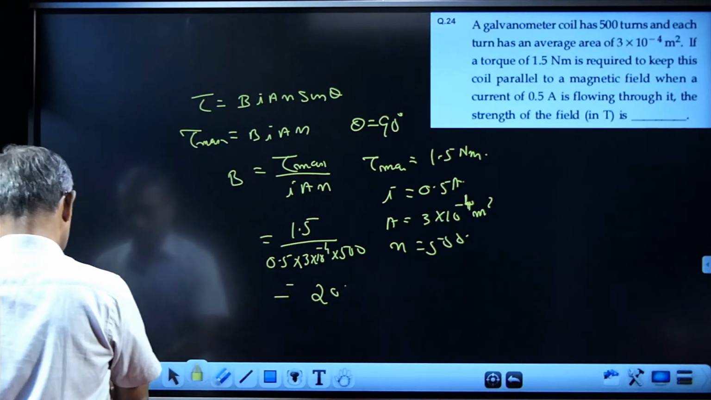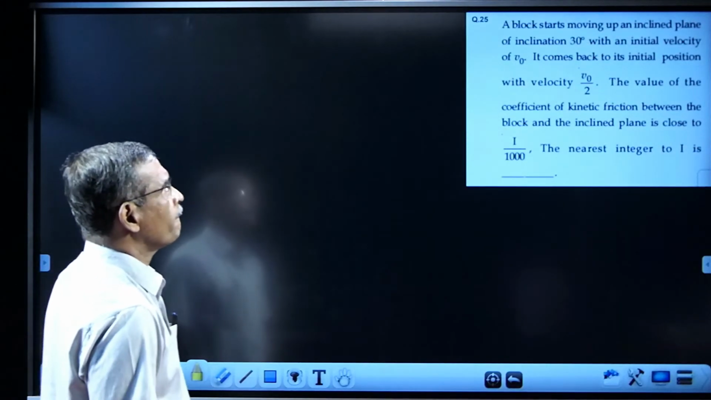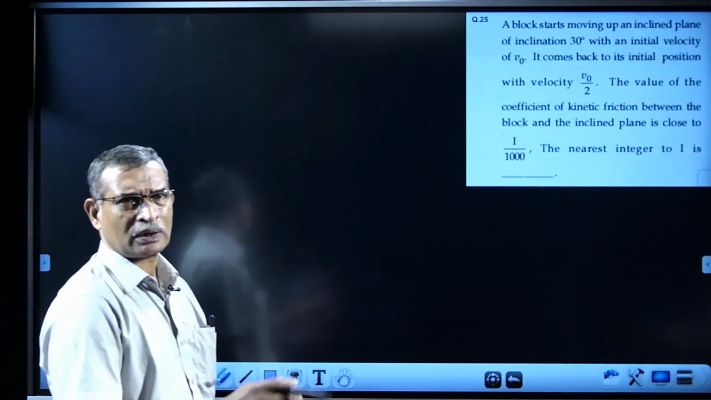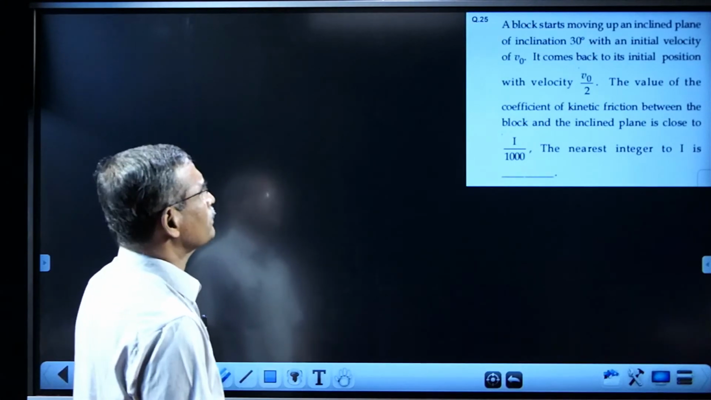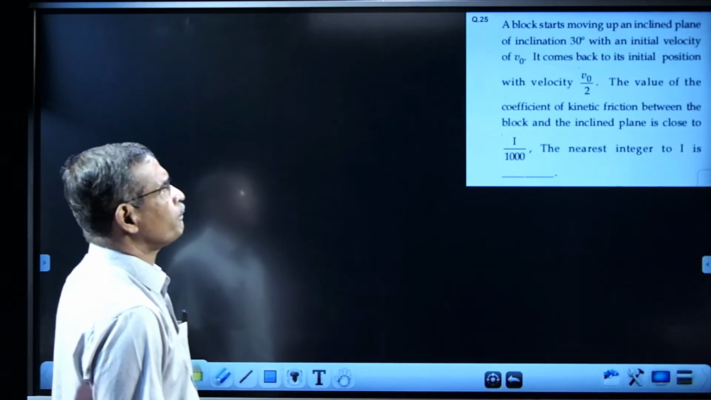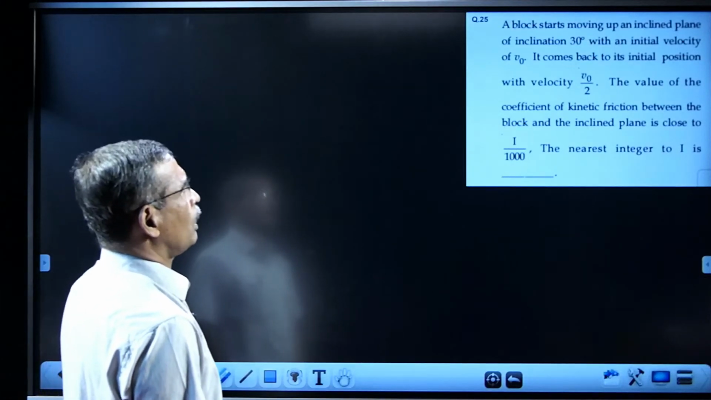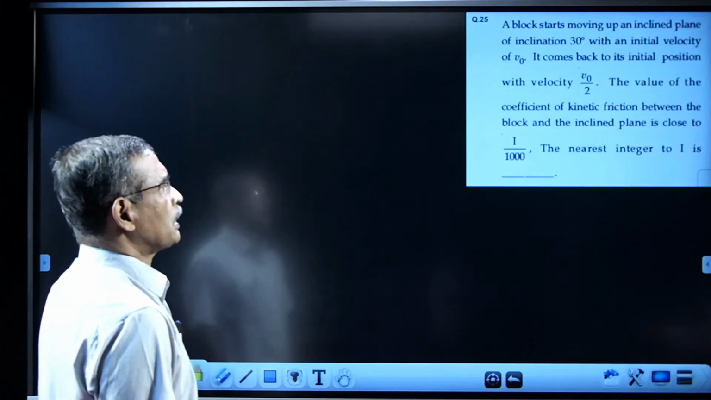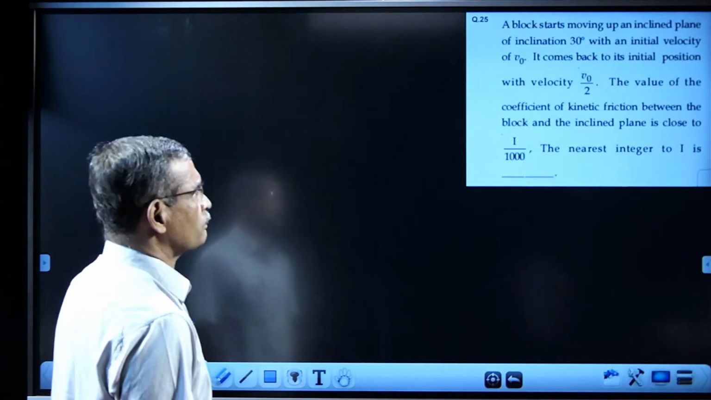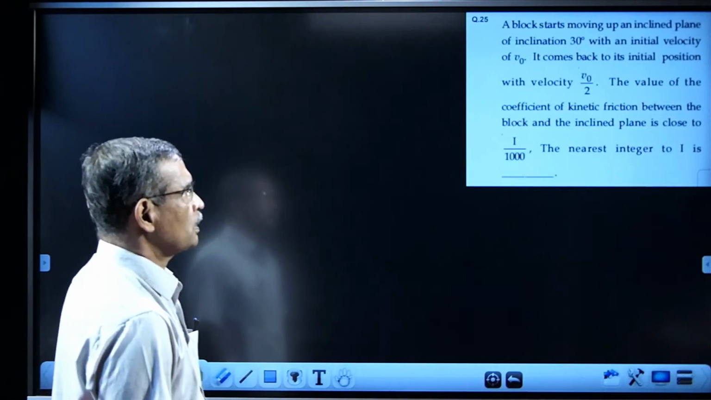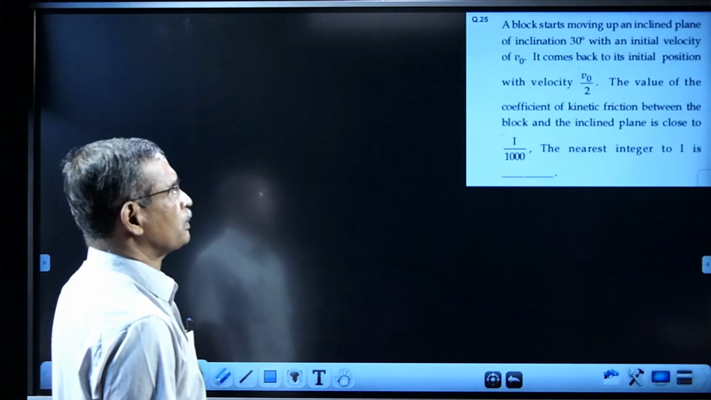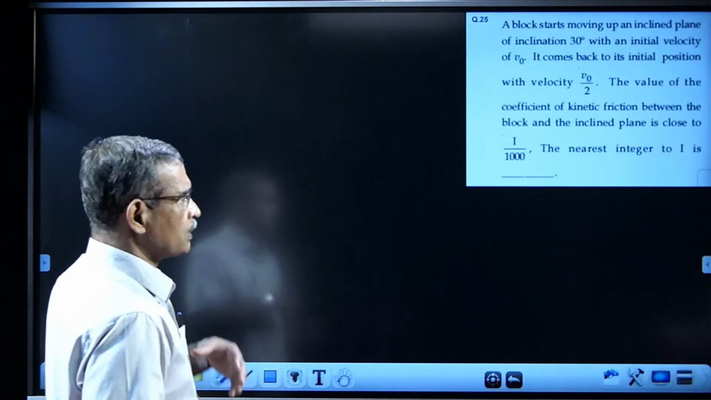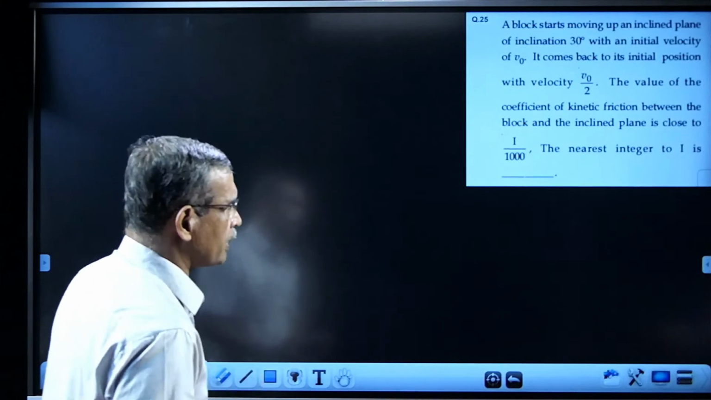Now next question, 25. Earlier questions were direct questions. A block starts moving up an inclined plane of inclination 30 degrees with the initial velocity v0. It will come back to its initial position with the velocity v0 by 2. Then the coefficient of kinetic friction between the block and the inclined plane is close to I by 1000. Then the nearest integer to I is.